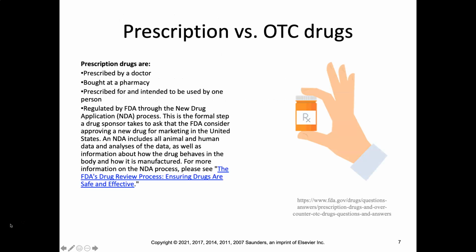Let's talk about some differences between prescription and over-the-counter drugs. Prescription drugs are prescribed by a doctor, typically bought at a pharmacy. You could go to a store like a Walmart or a Target, but they have a pharmacy within that store. You're actually purchasing it from the pharmacy, not the store shelves. It's prescribed for and intended to be used by one specific, identifiable person.